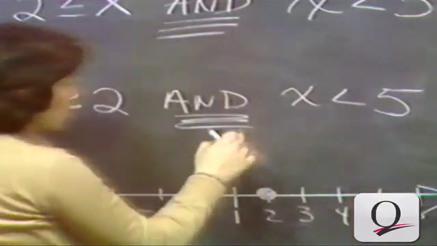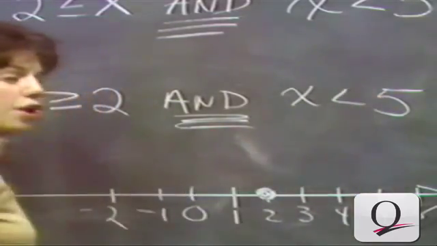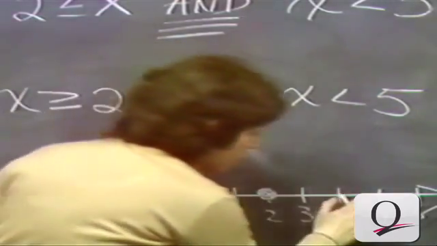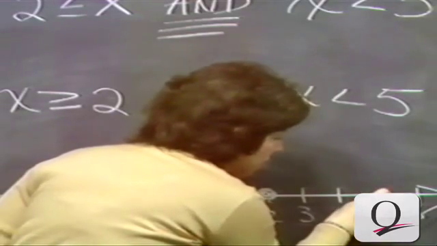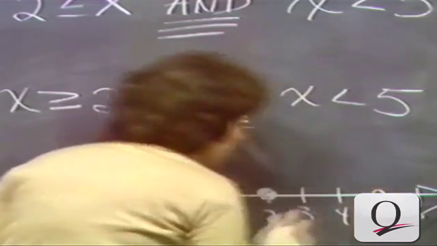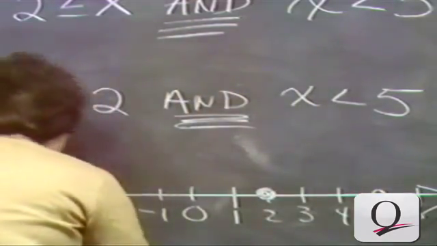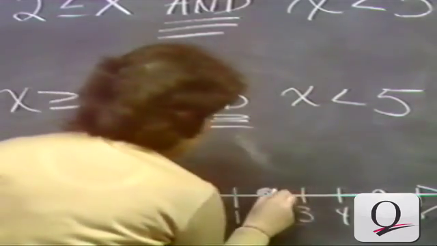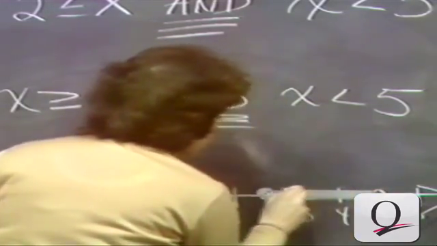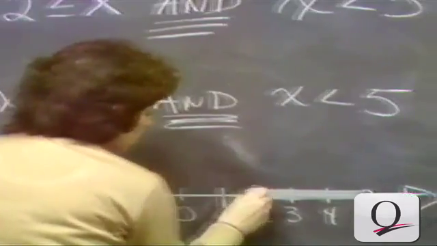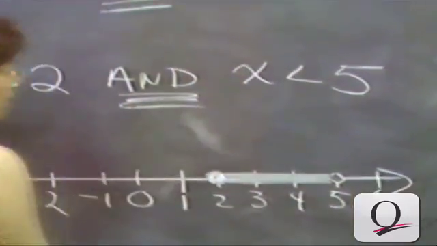Now 5 does not work. 5 is not less than 5, but 4.9 is okay. So we're going to stop just short of 5. I'll indicate this with a circle here that is not filled in. And the answers are all those values from 2 until 5, including 2, but excluding 5.